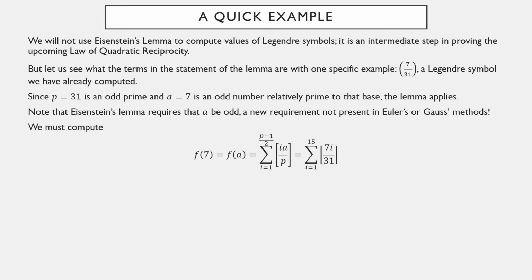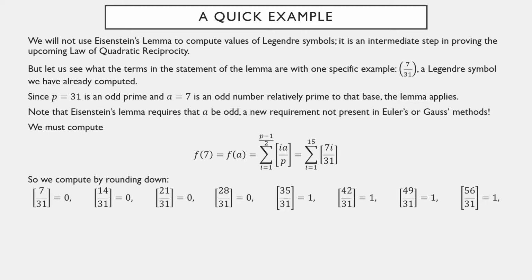So then what we have to do is compute f of 7. That's going to be the sum as I goes from 1 to (P minus 1) over 2 of the quotient 7 times I over 31. So I will have to go from 1 to 15. So we compute by rounding down. Okay, so we take I starting at 1. So 7 times 1, 7 times 2, times 3, times 4, times 5, times 6, times 7, times 8. We're going to have to go all the way up to 7 times 15. 7 over 31 rounds down to 0. So does 14 and 21 and 28 over 31. But 35 over 31 rounds down to 1, as do 42 over 31, 49 over 31, and 56 over 31.